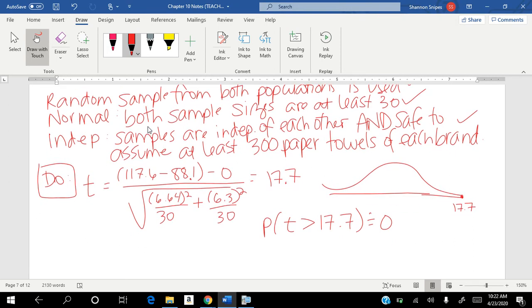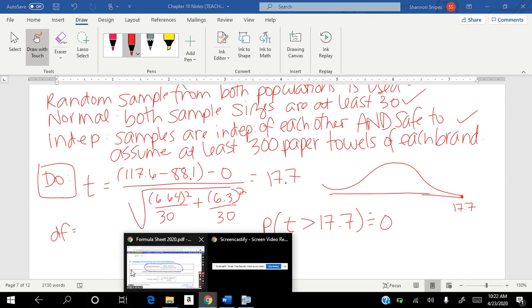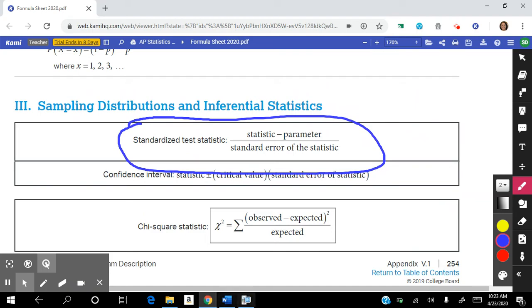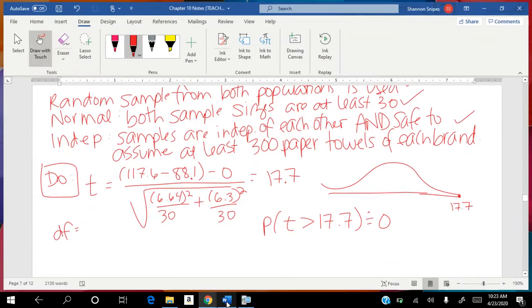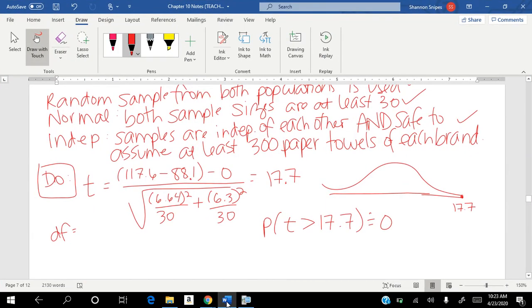All right, so our degrees of freedom. Hang on. I'll be right back. Okay, so our degrees of freedom. Sorry, y'all. I don't know what's happening around here today.